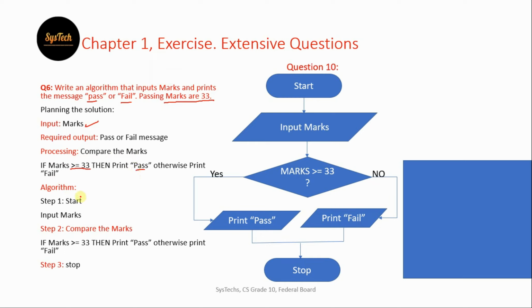Let's start the algorithm. Step 1, start. Step number 2, input marks. Step number 3, compare the marks. If marks greater than or equal to 33, yes, print pass. No, fail. And after this one, there is no repetition. Finish.